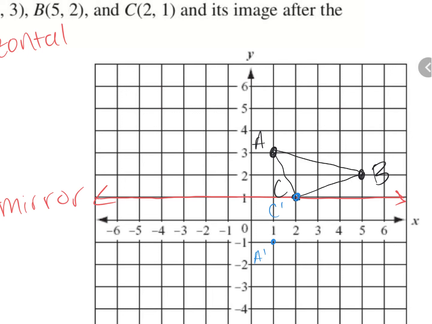So we're going to reflect it. And what's the new coordinates of B? 5, 0. B prime. Draw your figure. And it's going to look epic. It's a butterfly.